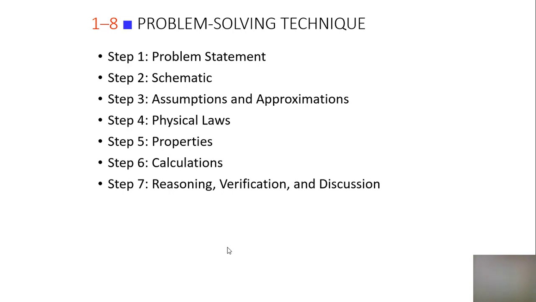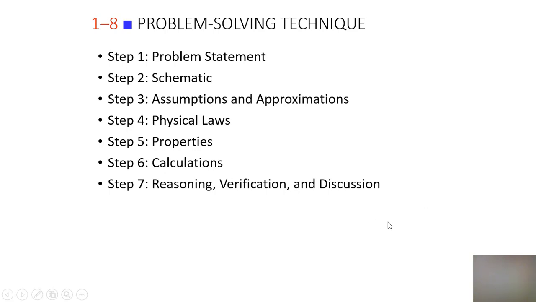So basically, there are 7 steps that we need to follow: problem statement, schematic, which is to draw the diagram, assumptions and approximations, physical laws, the properties, then calculations is number 6. Which means if you want to get full marks in any given problem, you need to follow step 1 up to step number 7. If you just go straight to calculations, rest assured you won't get your full marks. Then the last part is to do the reasoning, verification and discussion of the answer.